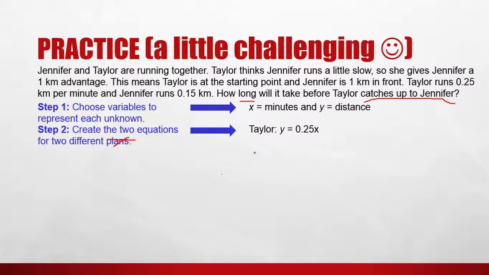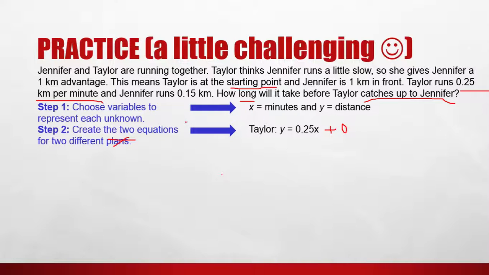So we're going to do one for Taylor, right? So Taylor is at the starting point, and the starting point is going to be 0 because we're right at the line of the starting point, and that's why there's no y-intercept. But if you want to write in the y-intercept, you can simply put 0 if it is easier for you. And the slope is the rate, right? So Taylor runs at 0.25 kilometers per minute.